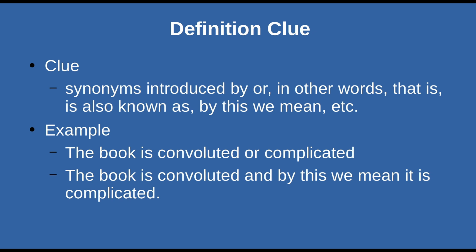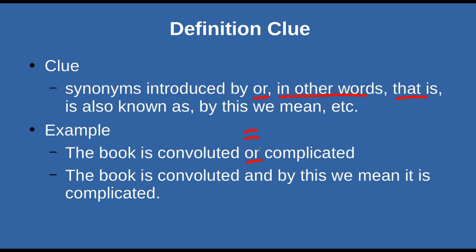All right, here's a few more. Synonym clue. We call this definition or synonym, basically. Synonyms are introduced by some phrase like or, in other words, that is, also known as, by this we mean, etc. So the book is convoluted, or we could say complicated. Basically what's happening with this example is that the phrase or is almost like an equal sign. So convoluted equals complicated. Complicated equals convoluted.